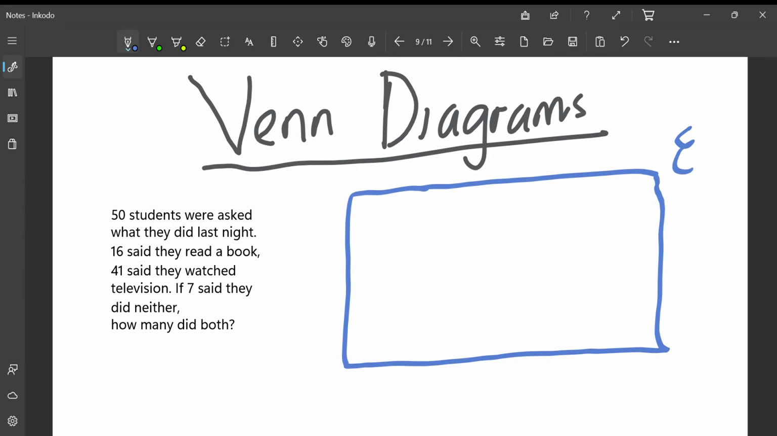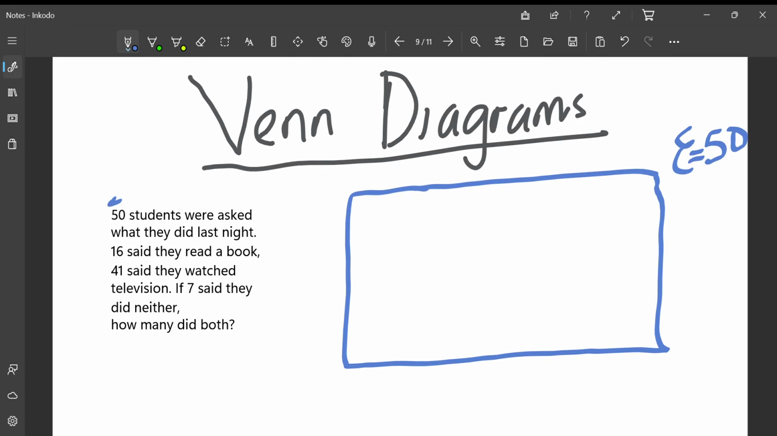Now, this universal set means everybody that is involved in this survey, this is where they are. And we are told from the question that they are in total 50 students. So this means the number of students in my universal set is going to be 50 students.